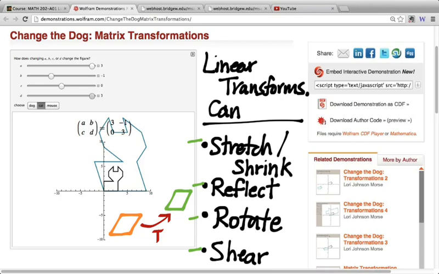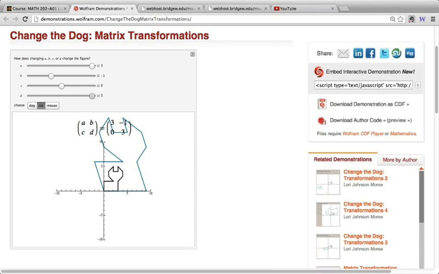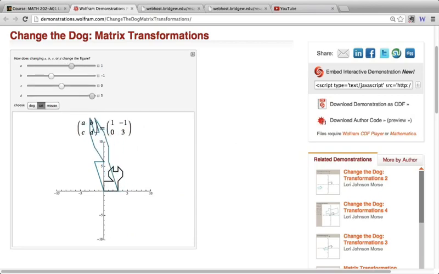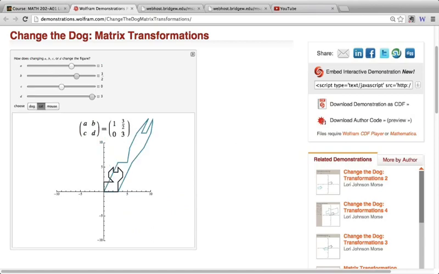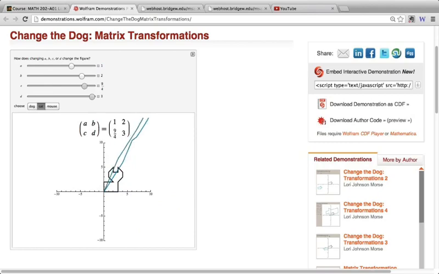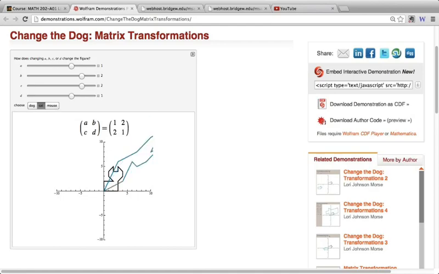Let's look at another one. So stretching, shrinking, reflecting, rotating, and shearing. So there's one I left off the list. We'll see that in a second. Let's go to the example 1, 2, 2, 1. So adjust these matrix elements here. 1, 2, 2, 1. That was a little tricky to tell because of the zoom angle.